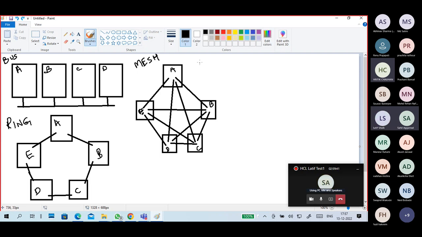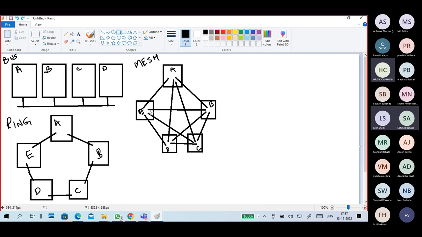Redundancy is there, but it is difficult to scale. Scaling means you want to add one more device, then complexity, wiring, connectivity and cost increase. Like when I add a device, it becomes more complex. So this is the mesh topology. We don't use bus and ring, but mesh is used in certain places, mainly in server environments.